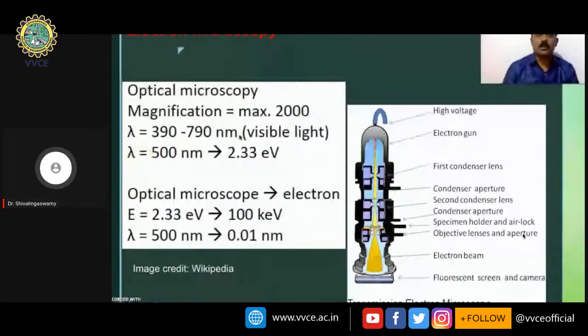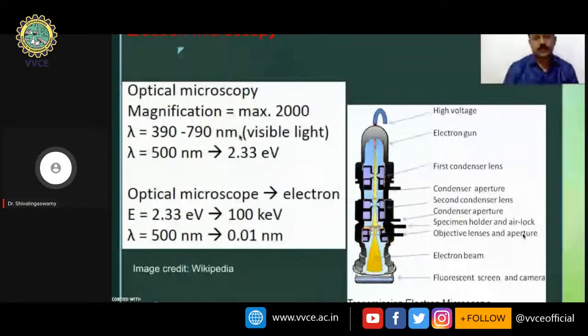And the magnification depends on the wavelength, and we have to reduce the wavelength in order to have higher magnification. The maximum magnification that you get from the optical microscope is about 2000 times the object size. The wavelength is an important barrier for us in optical microscopes.